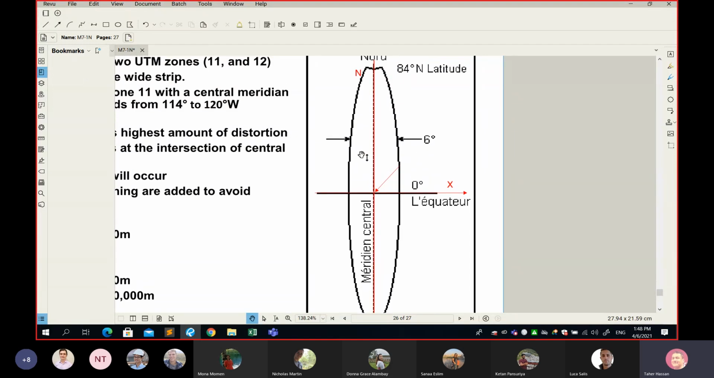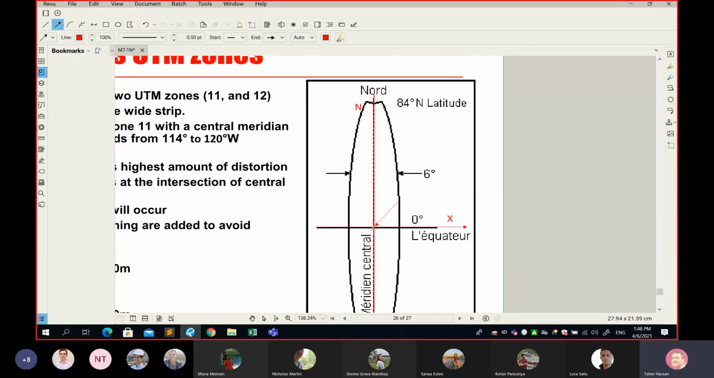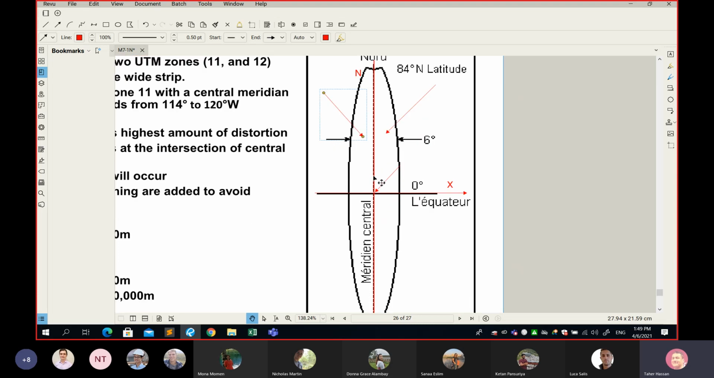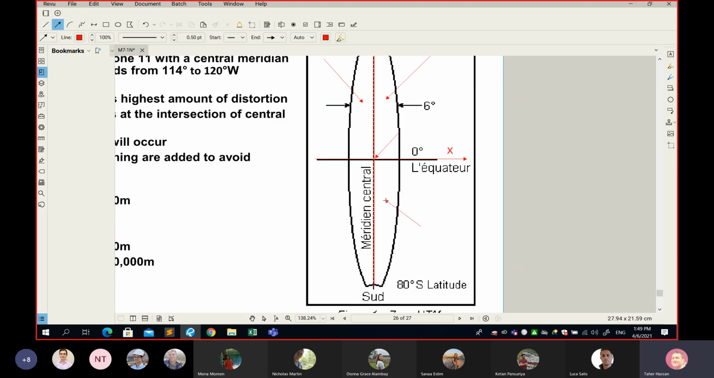One more time. If you see my coordinate system, the central meridian will be the north, and the equator will be the X, and the 0, 0 origin is here. What does it mean? It means everything here is positive, X and Y. Everything on this quadrant here is X negative, Y positive. Everything here, the Y is negative. Everything here is Y negative, okay?